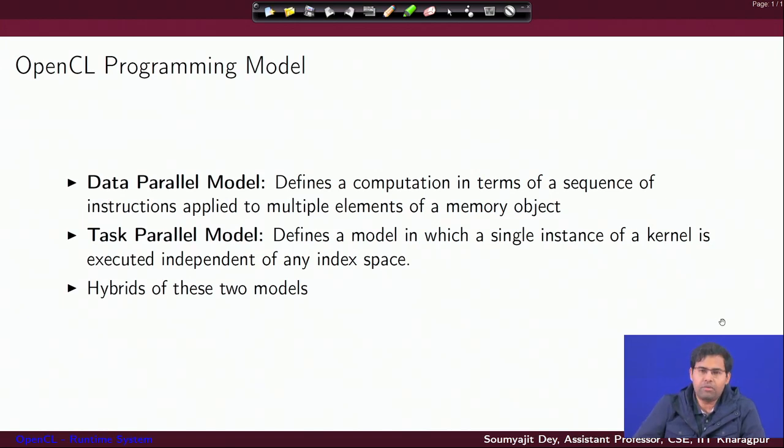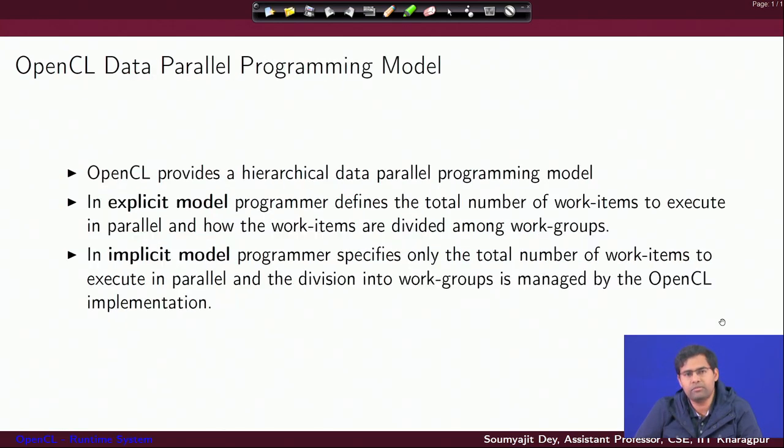So, if we come to the programming model, you have a data parallel model of OpenCL execution, where you define the computation in terms of a sequence of instructions that are applied to multiple elements of a memory object. That is how we have been writing usual C code and usual CUDA code. The alternative is the task parallel model, where you define a model in which a single instance of a kernel is executed independent of any index space. This is also something we will look into, and of course, you have support for a hybrid combination of both these models.